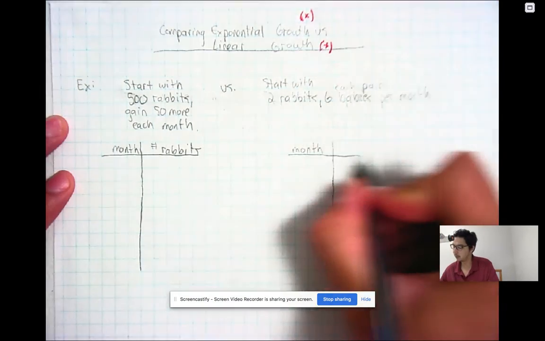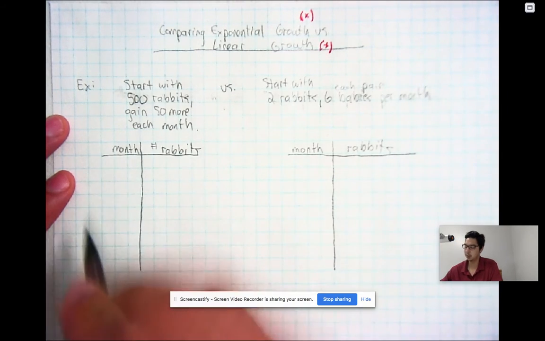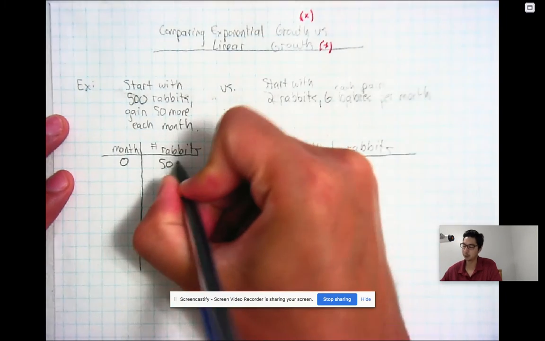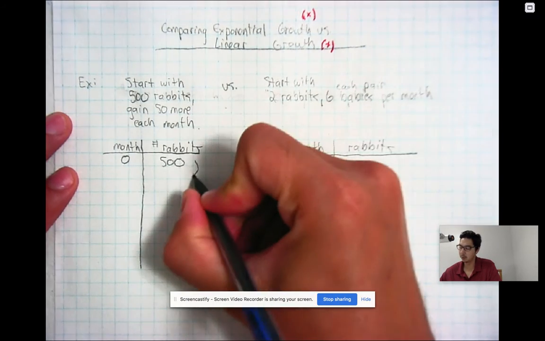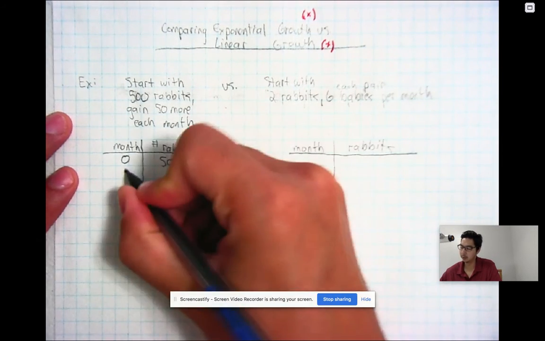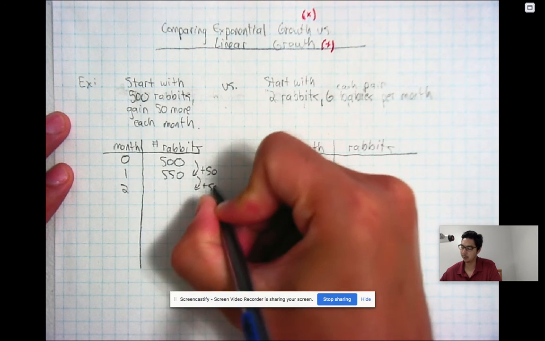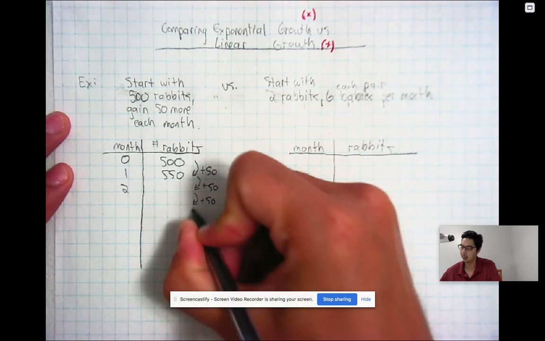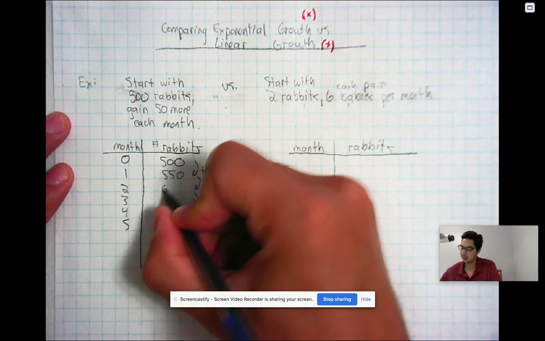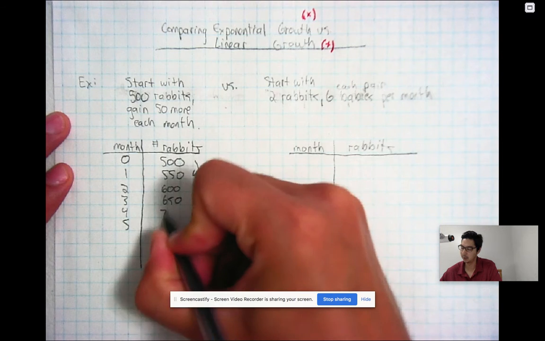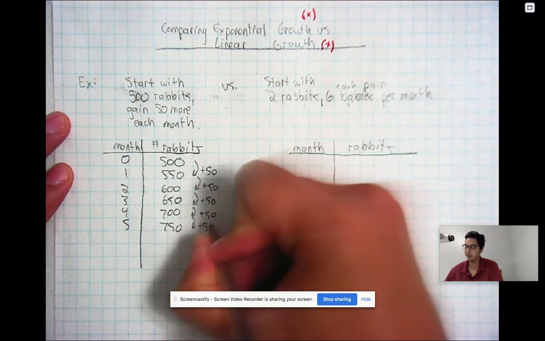So here we go. In this first case, you start with 500. So in the very beginning, there's 500 rabbits and they gain 50 more each month. So that just means that we are adding 50 each month. And I can keep doing this, and I'm going to go down to 5 and see what happens. So 3, 4, 5, that's 600, 650, 700, 750. You keep adding 50.